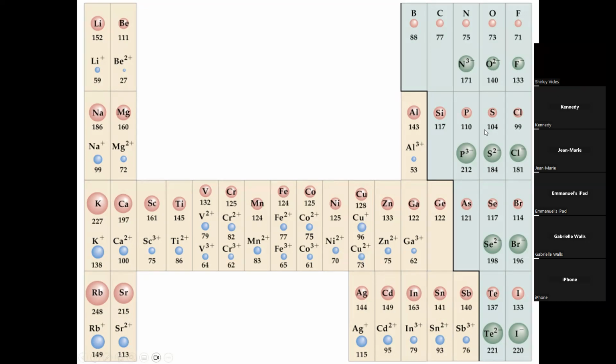And the other ones don't ever gain 1 or 2 or 3. They just gain the amount that they need. They either gain 3 or 2 or 1, right? So they don't have any in-betweens like these other ones, like these transition metals. All right, so let's keep going.